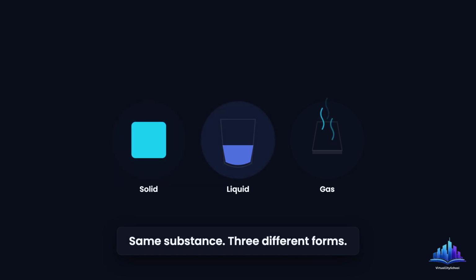Look around you. Ice in a drink, water in a glass, steam rising from a kettle. That's the same substance, water, in three completely different forms: solid, liquid, and gas. Chemists call these the three states of matter, and by the end of this lecture, you'll be able to explain exactly why the same substance can look and behave so differently.